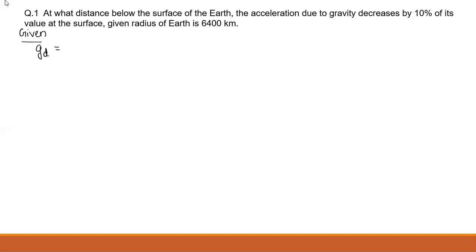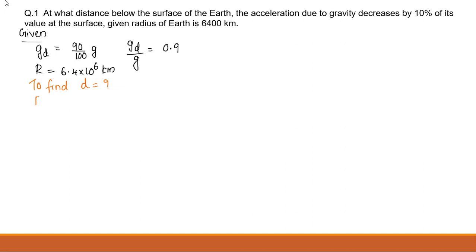gd is equal to; decreases by 10% means 90%. That means 90 upon 100 into g. On cross multiplying, we will get gd upon g is equal to 0.9. Okay. Radius of the earth is given as 6,400 kilometers. That is 6.4 into 10 raised to 6 kilometer. We want to find out distance d.